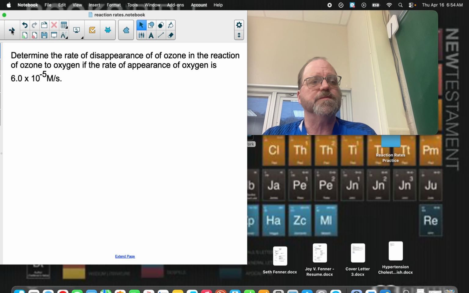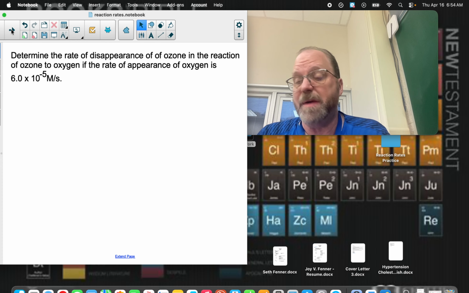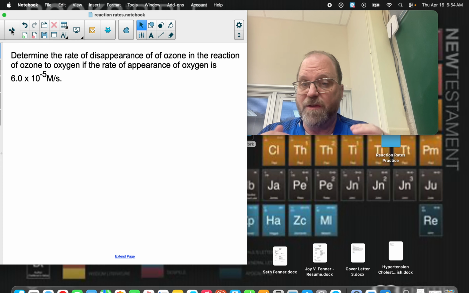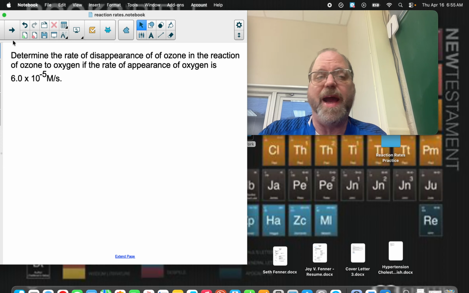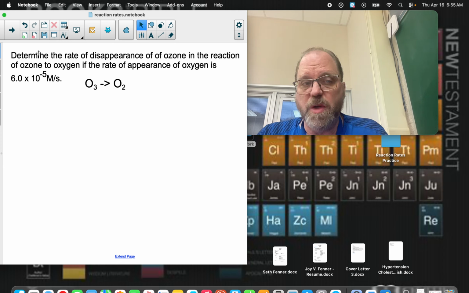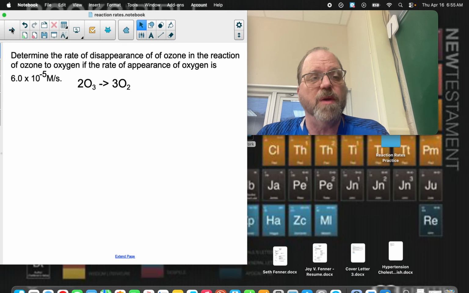Here's our first problem. Determine the rate of disappearance of ozone in the reaction of ozone to oxygen if the rate of appearance of oxygen is 6.0 times 10 to the minus fifth molar per second. So I'm giving you the rate of appearance of oxygen. So let's look at our reaction. We're going ozone to oxygen, O3 to O2, and balance it up. We're going to put a 2 in front of the ozone, 3 in front of the oxygen.